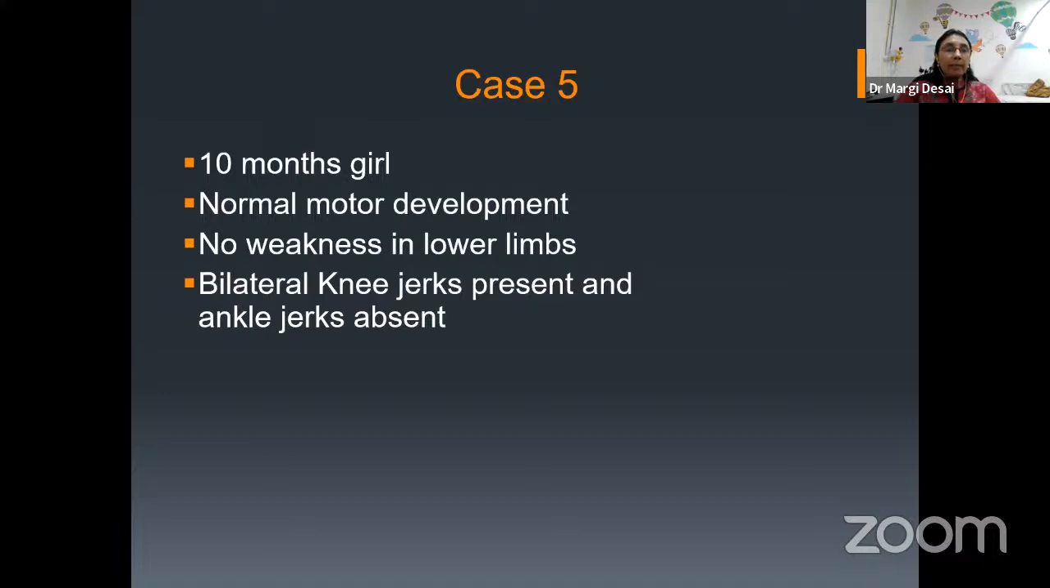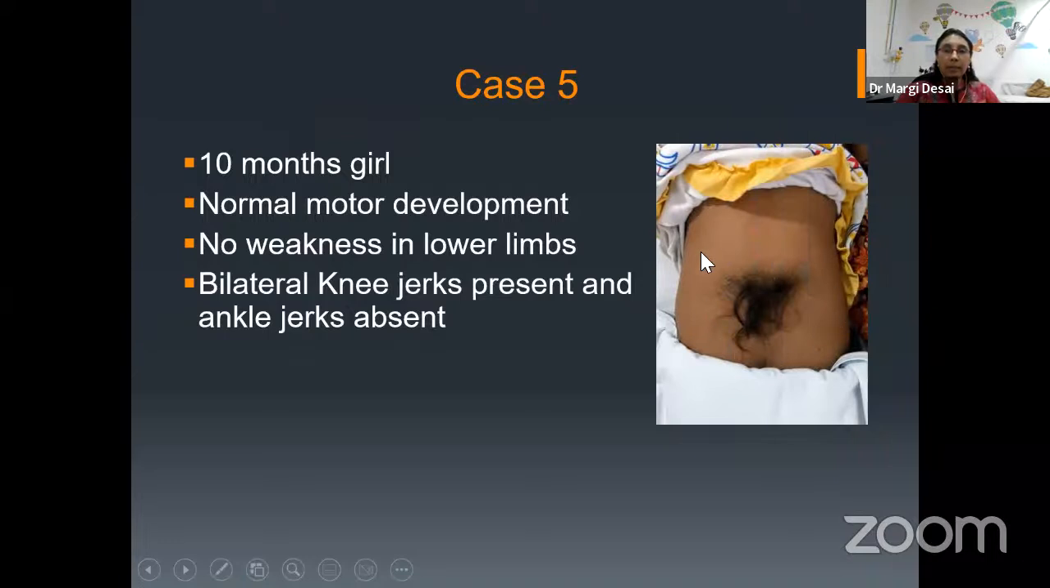Lastly, let's talk about somatosensory evoked potential. So let's look at one case. This is a 10-month-old girl who had normal motor development, no weakness in the lower limbs. Knee jerks were present, but ankle jerks were absent. And this is what she had, a clump of hair in the back and a dimple at the back.